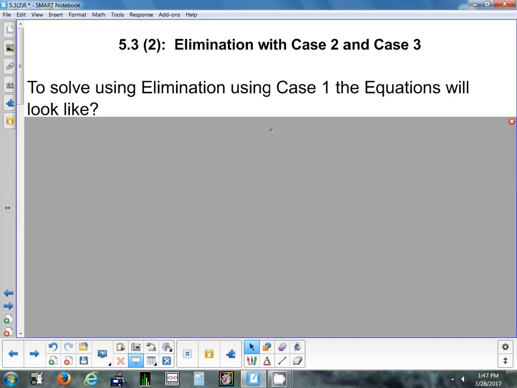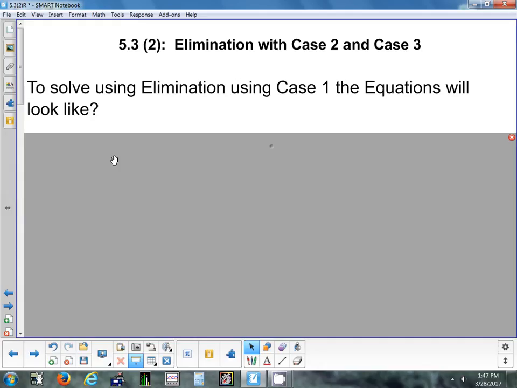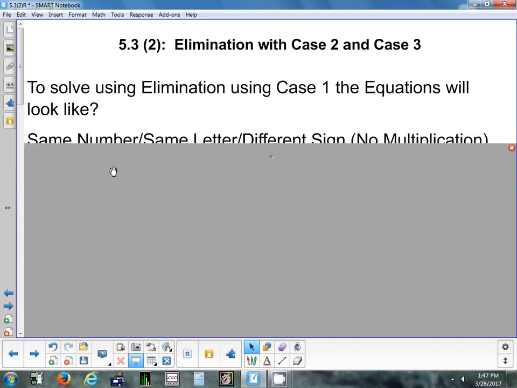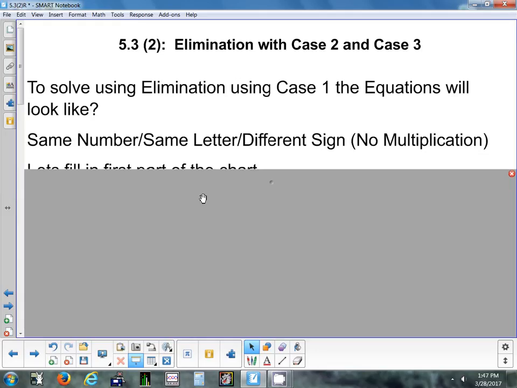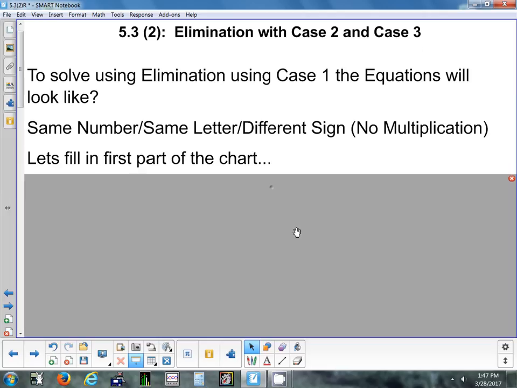Opposite sign, two other things that were the same. We talked about them in the warm-up. Same what? Same letter, same number. Like Nini just told us: same number, same letter, different sign. No multiplication. We didn't have to multiply anything into one of those equations to get it set up like that.